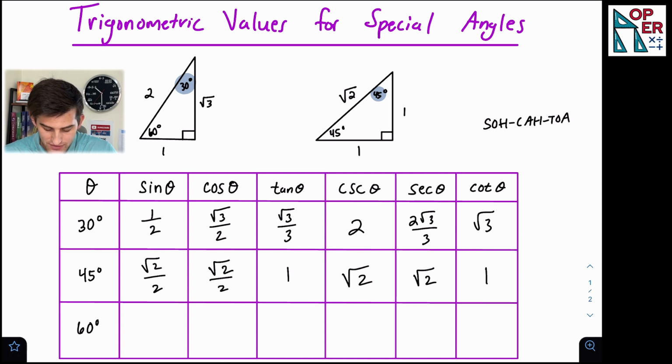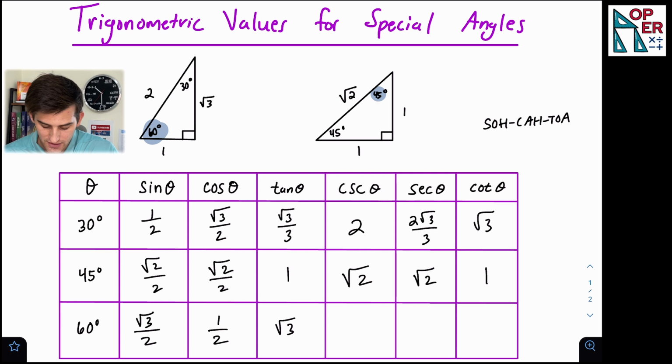And now lastly, let's do 60 degrees. So now we're going to go back over here to our 30-60-90, and let's highlight 60 degrees. Okay, so sine of 60, we're going opposite over hypotenuse. So this is going to be the square root of 3 over 2. And now let's go to cosine, adjacent over hypotenuse. So this is going to be 1 over 2. And now for tangent, we're going opposite over adjacent. So this is just going to be root 3 over 1, or in this case, just root 3.